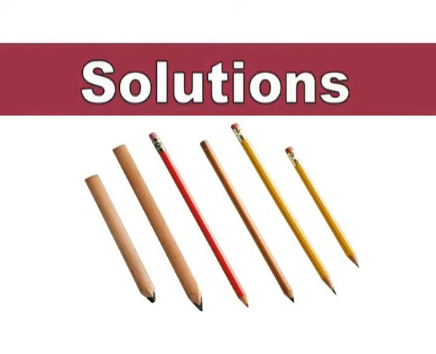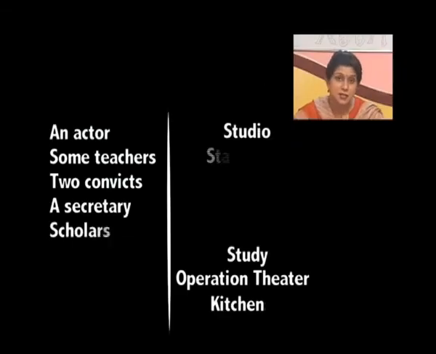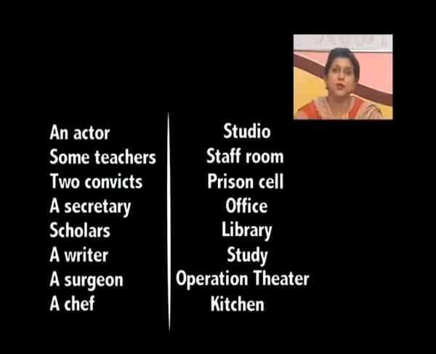Let's look at the answers. An actor, as I said earlier, is to be found in the studio. Where will you find some teachers? You will find some teachers in the staff room. What about two convicts? Correct, in the prison cell. A secretary. A secretary will be found in the office. How about scholars? Yes, a library is a place to look out for scholars.